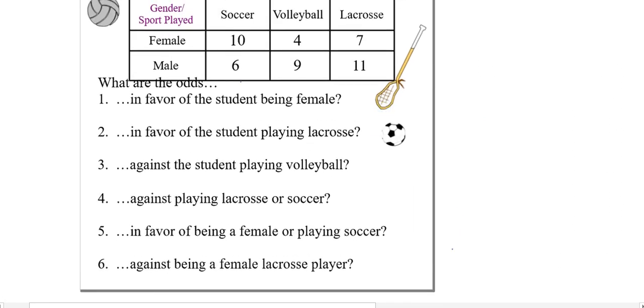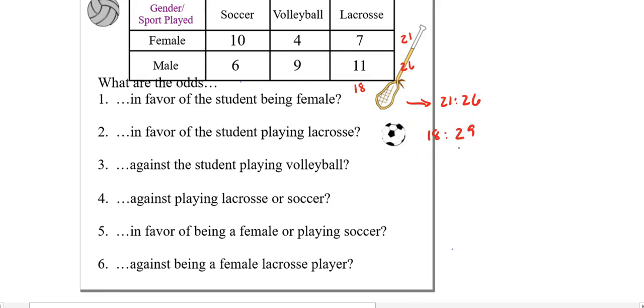All right, so if you go back to this, this is the same one we had the other day. What are the odds in favor of a student being a female? If we add up the females, there's 21 females and there's 26 males. So in favor of being a female would be 21 females compared to 26 others. In favor of playing lacrosse, lacrosse players are 18. So 18 compared to everyone else, which would be 29.